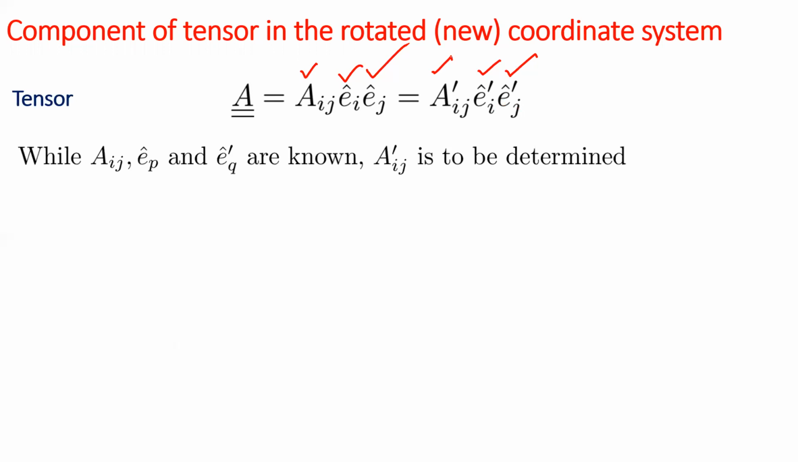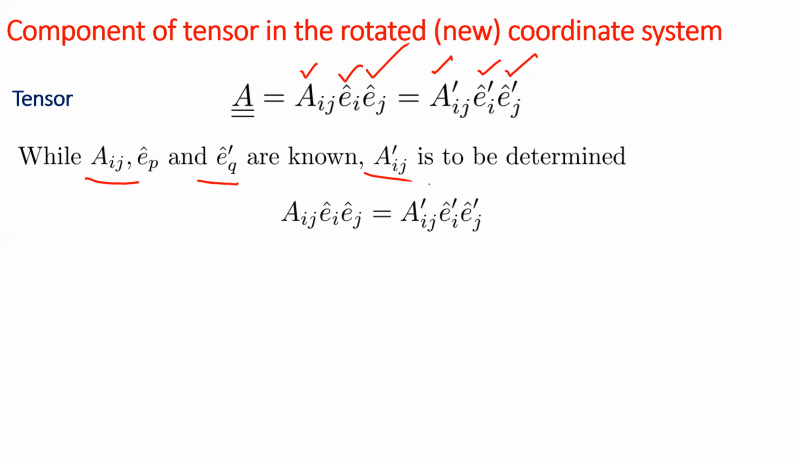So that's what I've tried to write. All components in the first coordinate system are known, and the unit vectors in the rotated coordinate system are also known, and Aij needs to be determined. So this is what we have. The tensor remains the same. It's just that its components vary.